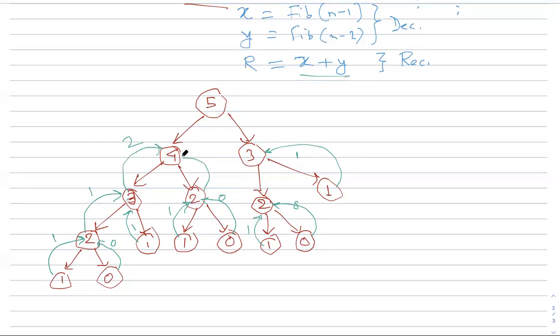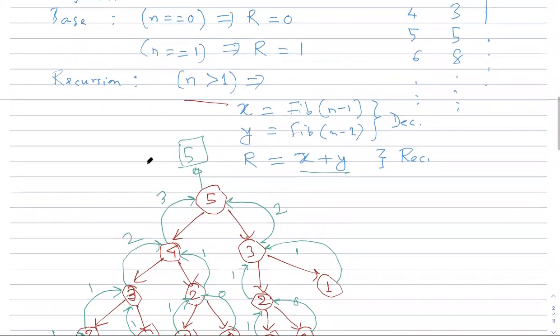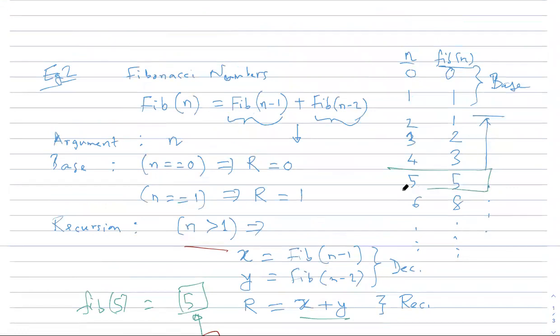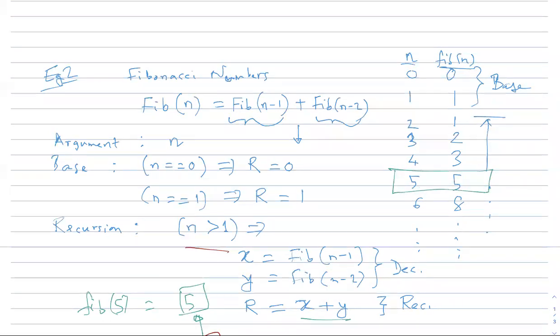This returns 1 plus 0, 1. This returns 1 plus 0, 1. And this returns 1 plus 1, 2. And then this returns 2 plus 1, 3. And finally, this gets recombined as 3 plus 2, 5. So 5 is the return value, so Fibonacci of 5 is equal to 5. And if you see here in this table, Fibonacci of 5 is indeed equal to 5.